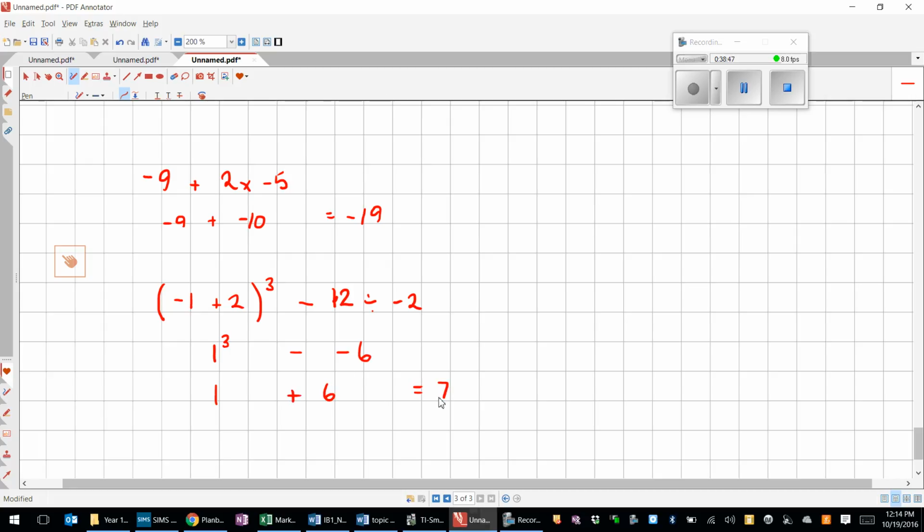Part C, we'll do these quickly. 4 subtract -3, all of that squared, subtract the square root of 2 plus -1. So that's 7 squared, which makes 49, subtract the square root of 1, which is 1. So the answer is 48. And 50, because the square root of 1 can also be negative 1. Yes! There you go, 48 or 50.